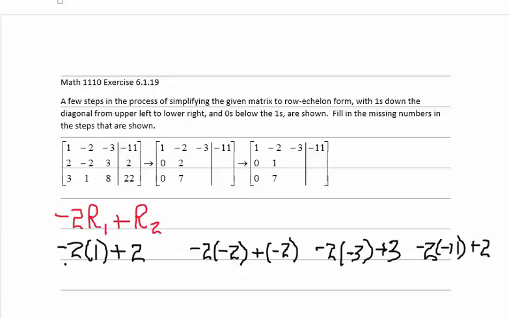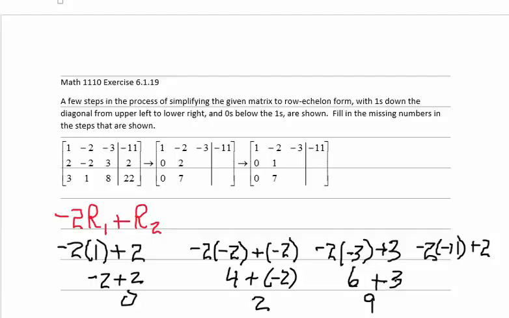All right, so we see that -2 times 1 is -2 plus 2 would give me 0. -2 times -2 is 4, plus -2 would give me 2. -2 times -3 is 6, plus 3 would give me 9. -2 times -11 is 22, plus 2 would give me 24. So these missing elements are 9 and 24.